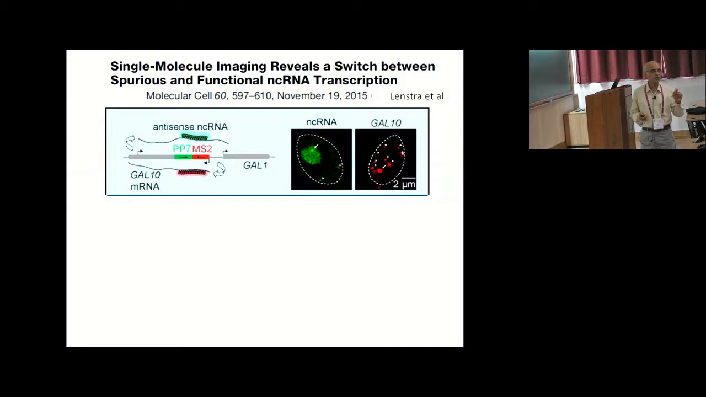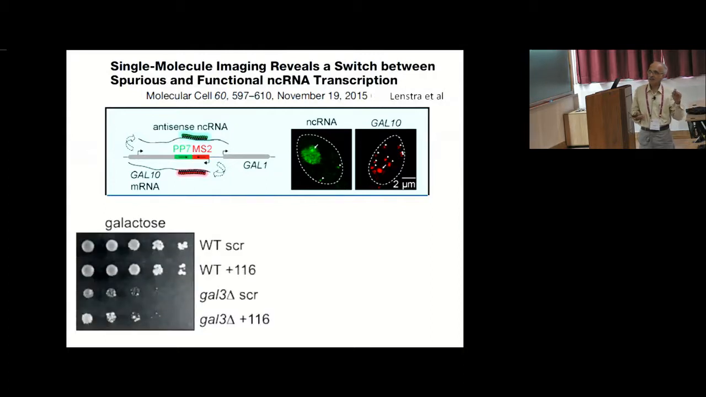what happens to the cell phenotype under two conditions, under induced condition in a wild type background, and under induced condition in a Gal3 deletion strain. Okay? So what you do is you take a wild type strain. This is a control where you don't knock down this. Nothing happens, the growth is fine. This is the wild type strain where you knock down this. There is no difference between these two. That means under inducing conditions, this non-coding RNA has no role.